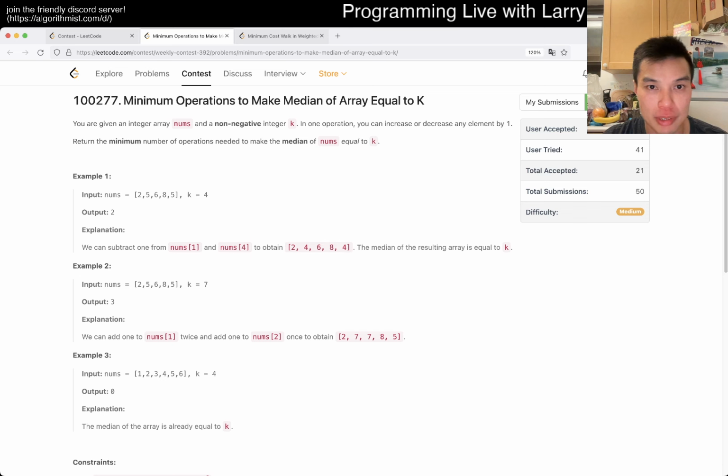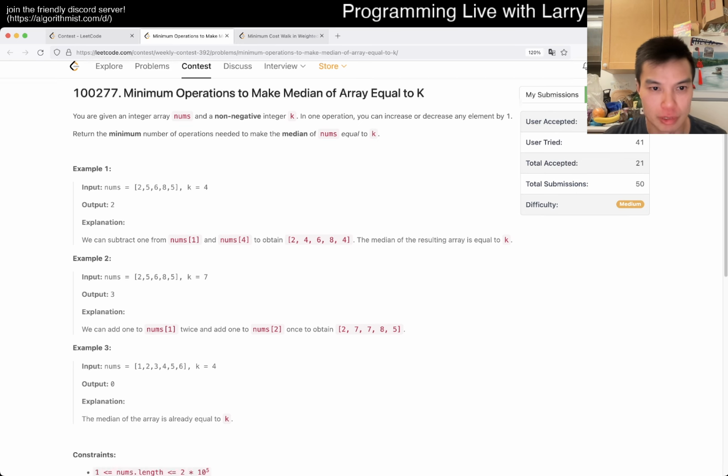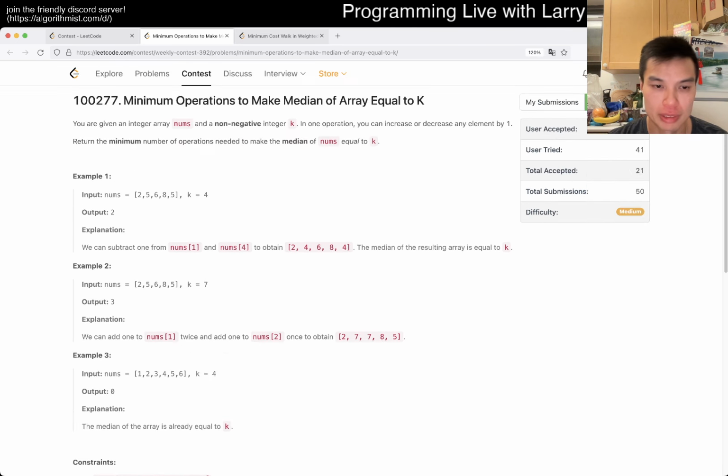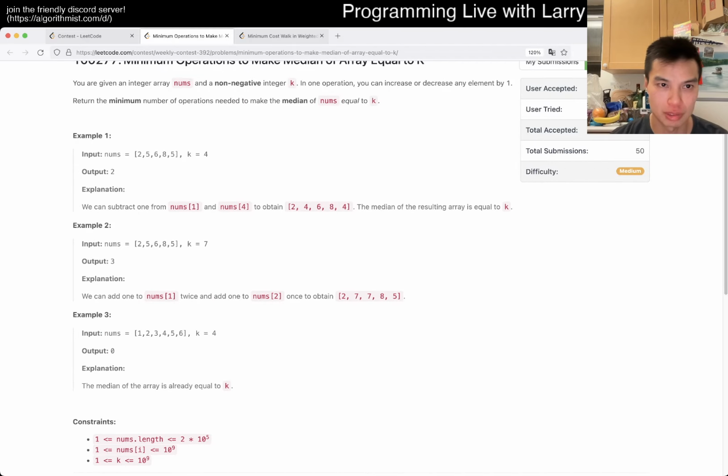Nums and a non-negative number k, and increase or decrease a number by 1. The median of nums equal to k. Huh. Well, people got it very quickly. Median of nums equal to k. Okay, first thing we want to do is sort. All right. Median, okay. What does that mean?